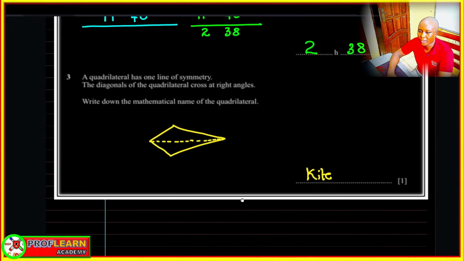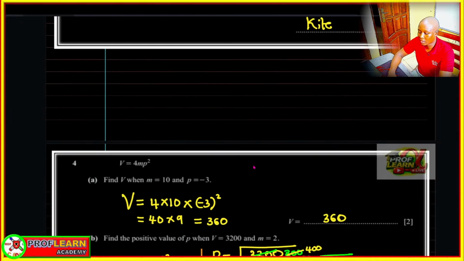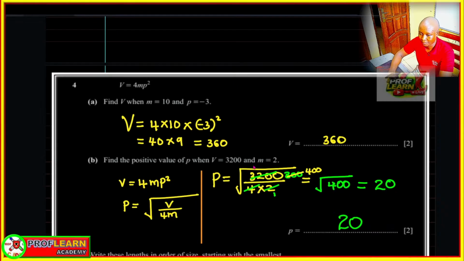In question number 3, candidates were told a quadrilateral has 1 line of symmetry and the diagonals of the quadrilateral cross at right angles. So which means that if they are crossing at right angles and it has 1 line of symmetry, then basically this is a kite, and then students could get some good marks there.